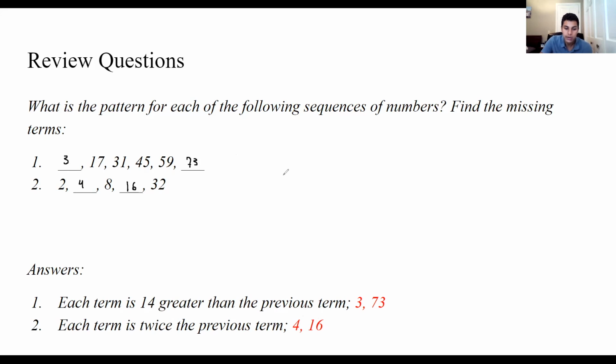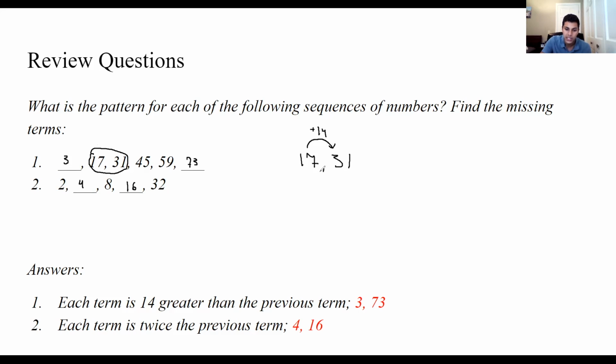Now, in each sequence of numbers, remember, all we need to do is find a pattern between two numbers and see if it works for the rest of them. So we can just choose any two numbers that we have here, and I chose 17 and 31, and look for a pattern and see if that works for the next term, and the next term, and so on. So to get from 17 to 31, we can add 14.